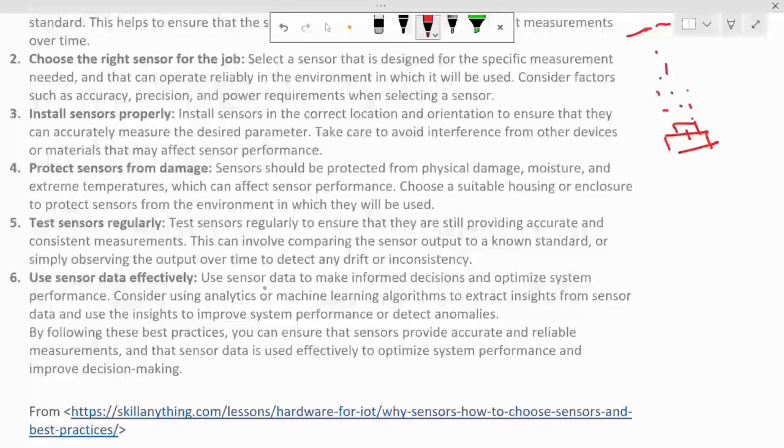Use sensor data to make informed decisions and optimize system performance. Consider using analytics and machine learning algorithms to extract insight from sensor data and use the insight to improve system performance or detect anomalies. So, by following these best practices, you can ensure that the sensors provide accurate and reliable measurements and that sensor data is used effectively to optimize system performance and improve decision making.